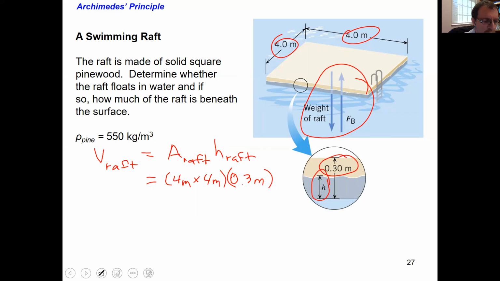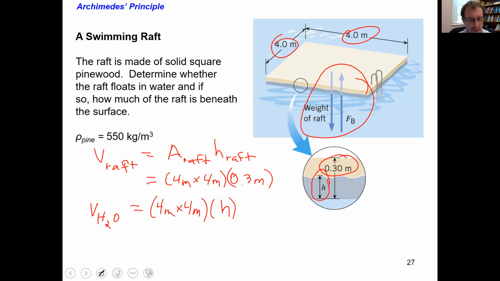Okay. Volume of water. This is the volume of the water that's been shoved to the side because the raft is occupying its space. Well, it's still a 4 meter by 4 meter square. But now the height of that piece of volume would just be this H right here that we want to figure out. So we've got those two equations for volume now, volume of raft and volume of water.